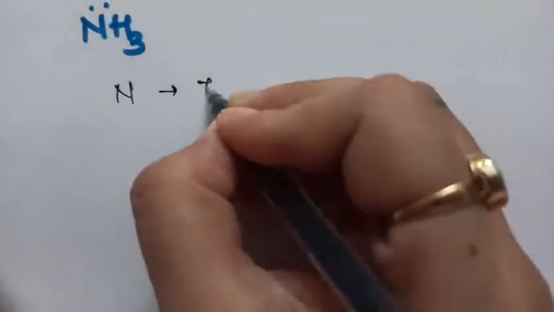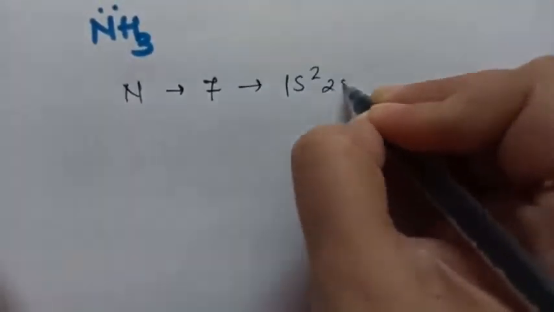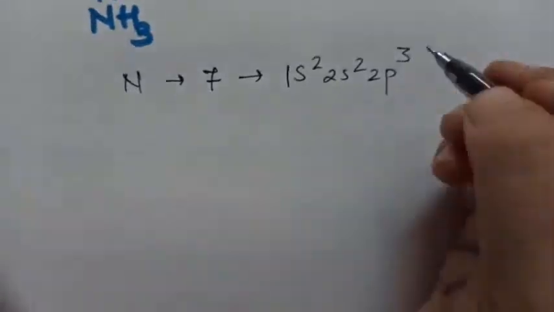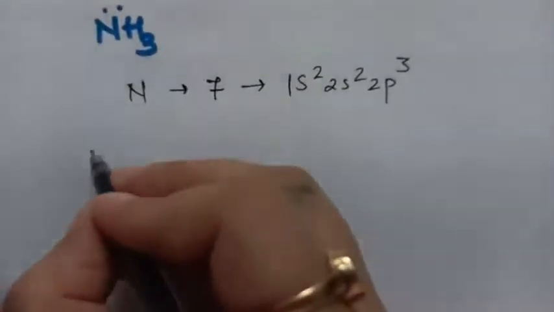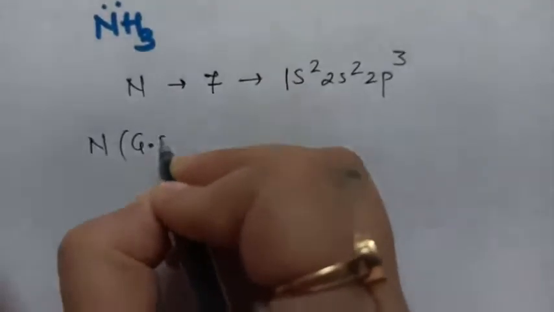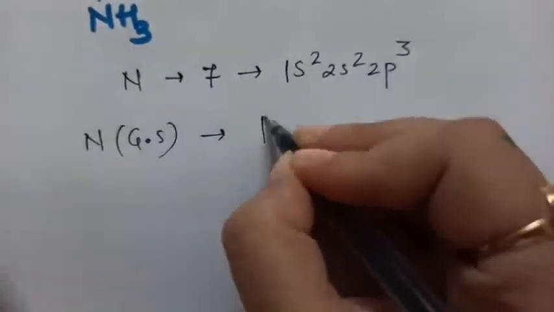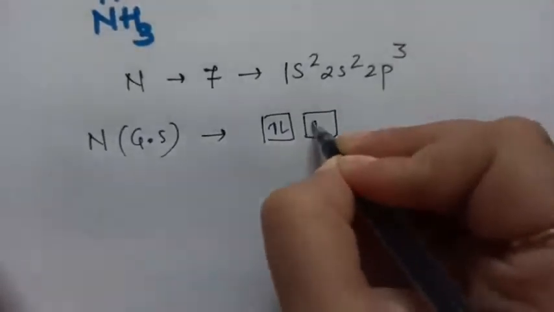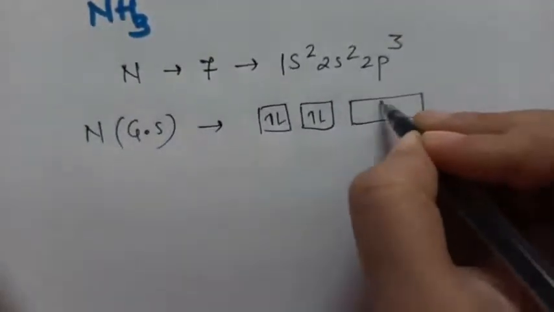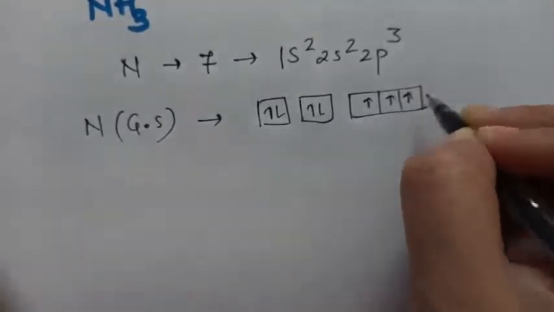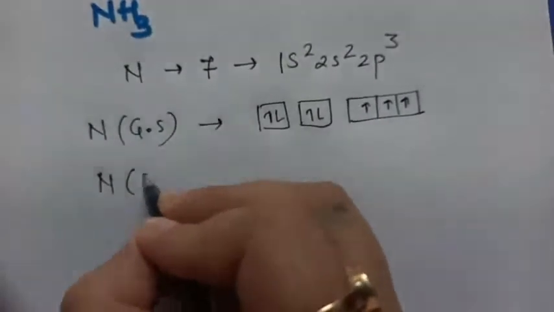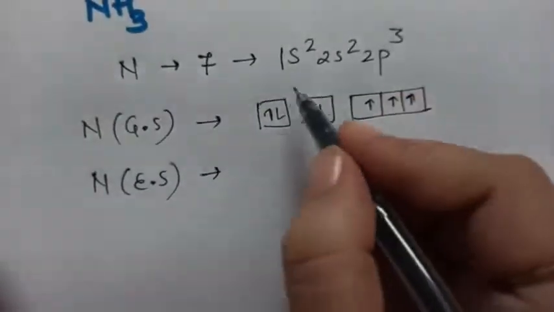So here what is the central atom? The central atom is nitrogen. And what is the atomic number of nitrogen? 7. So the configuration will be 1s2, 2s2, 2p3. Now you see, if we write nitrogen in the ground state, that is in the elemental state, it will be drawn like 1s2, 2s2, 2p3. When nitrogen goes into the excited state, I told you don't draw 1s2.